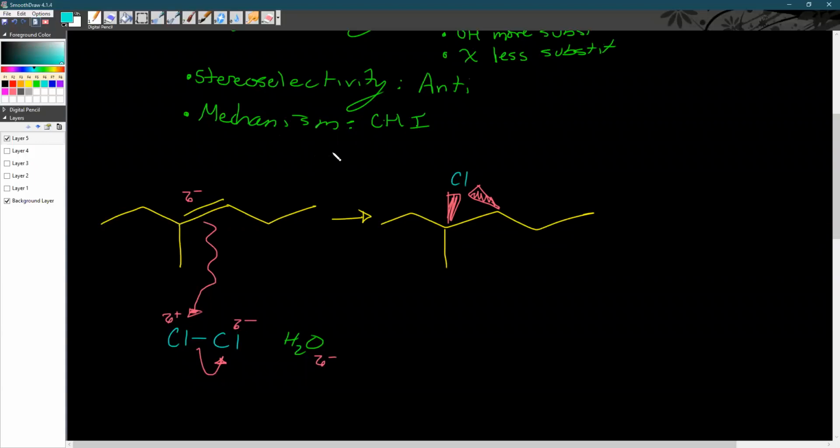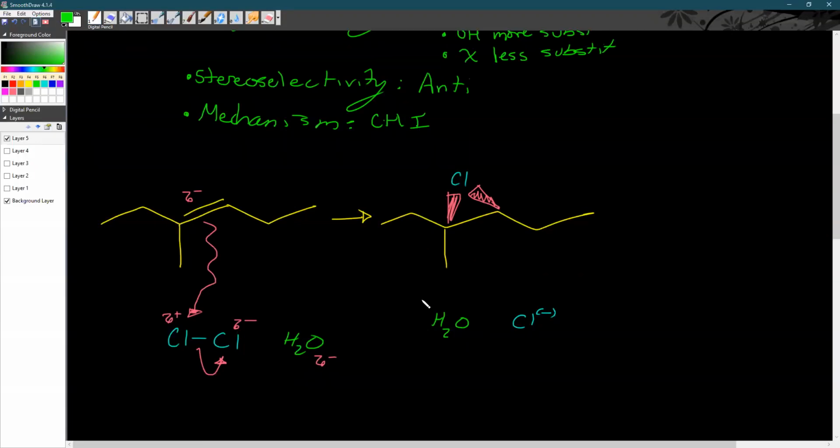All right. And so what happens is we have two species that are left over. We have this chloride ion and we have this water. And both of them are negative, right? And so the question becomes, which one is going to go and attack? And surprisingly, the chloride is stable, versus this water, which is more likely to go in and attack the more substituted carbon.